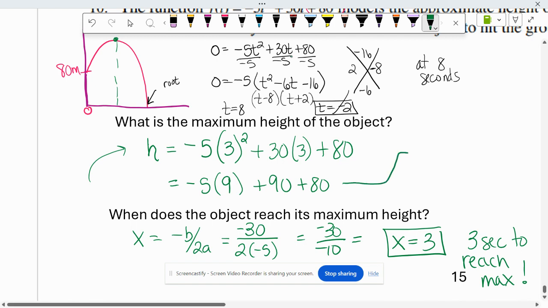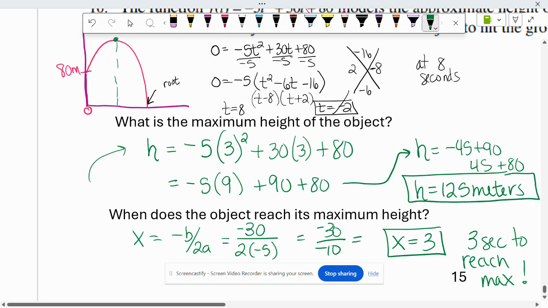So what does this simplify to? What is my max height? Well, negative 45 plus 90 is a positive 45. 45 plus 80. My max height is 125 meters. Max height, 125 meters.